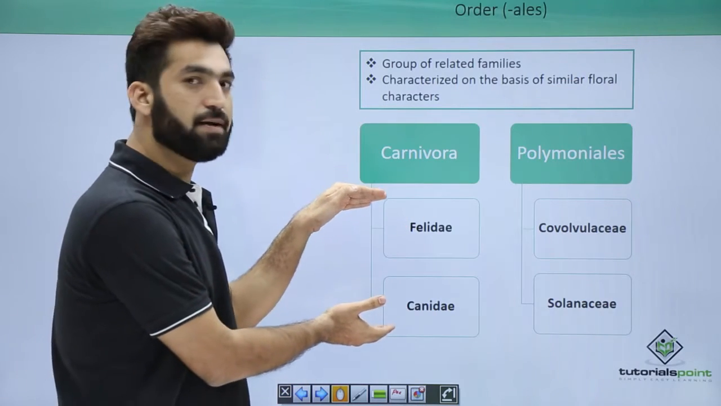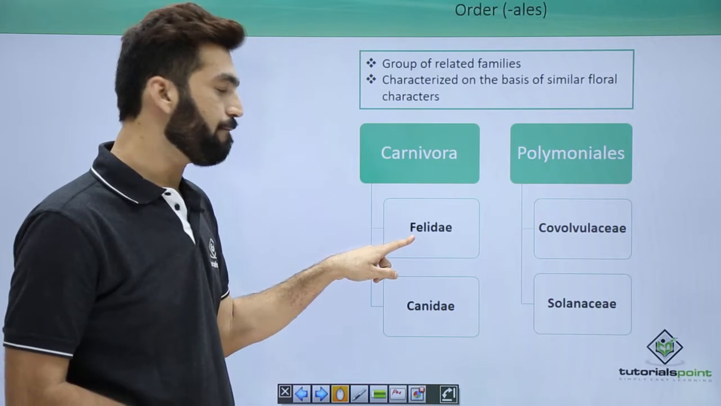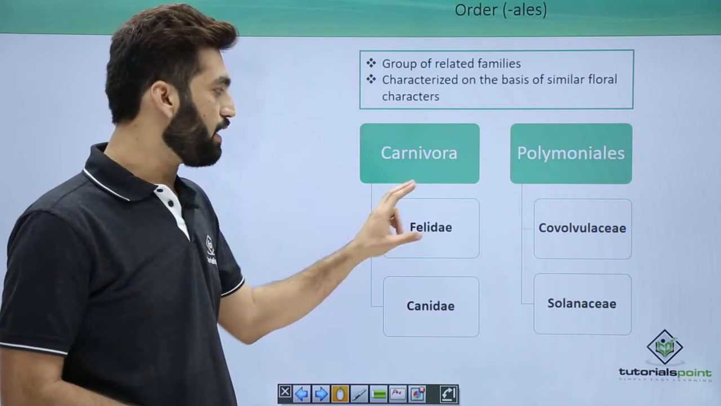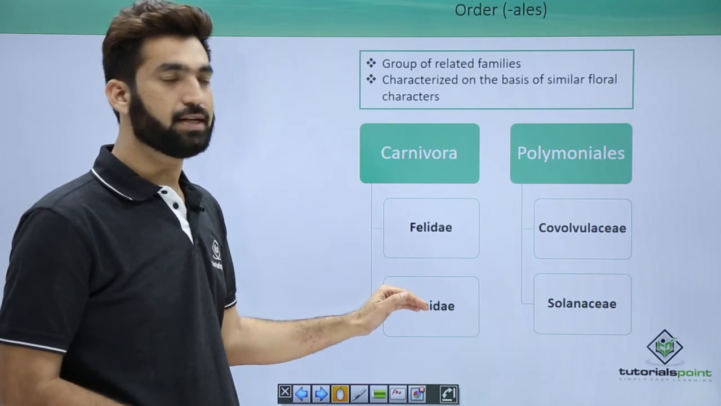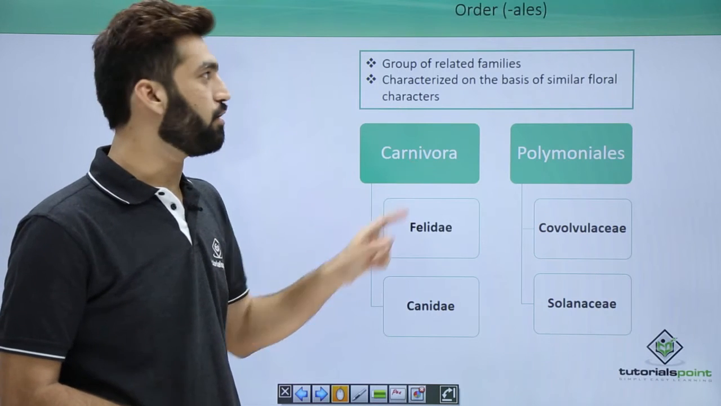One more order I have tried putting in for animals: Felidae and Canidae. They are two of the families, of cats and dogs. They belong to the common order called Carnivora.